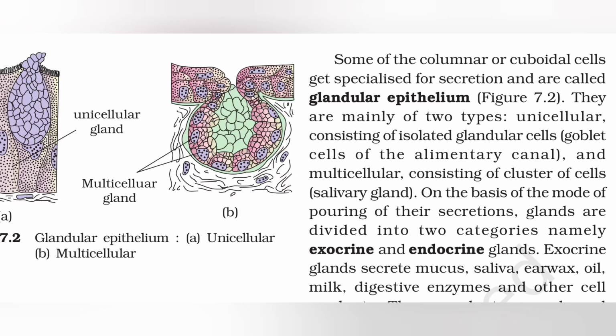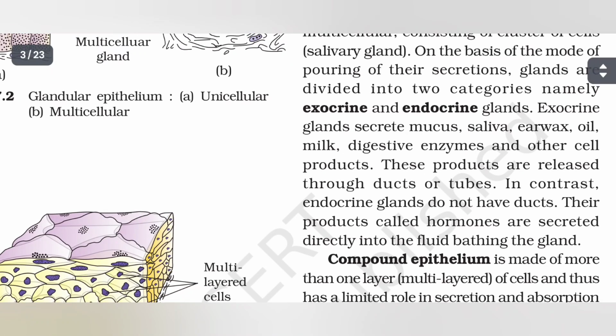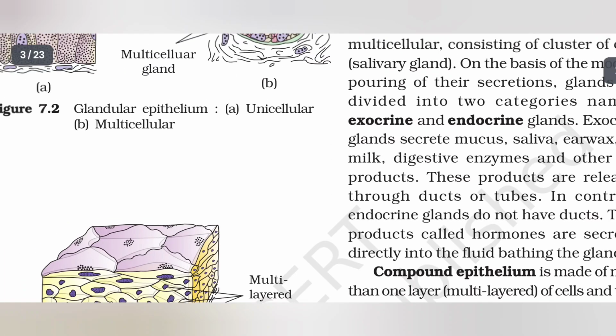On the basis of the mode of pouring of their secretions, glands are divided into two categories, namely exocrine and endocrine glands. Exocrine glands secrete mucus, saliva, earwax, oil, milk, digestive enzymes and other cell products. These products are released through ducts or tubes. In contrast, endocrine glands do not have ducts. Their products called hormones are secreted directly into the fluid bathing the gland.